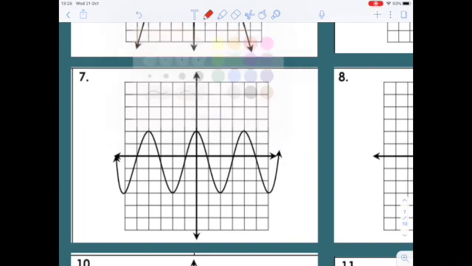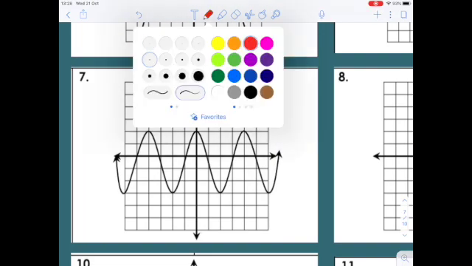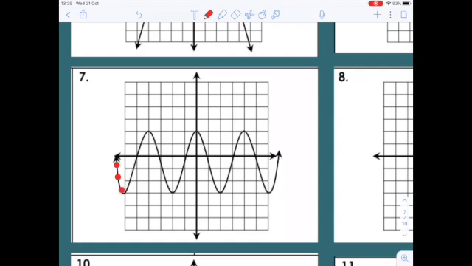Number 7. Number 7 is a little bit trickier. I'm going to draw my points so I have them as a reference. And let's get started moving all the points to the x-axis. And hopefully you'll see that I have all x values, because all of these points merge into the x-axis. So my domain is going to be all real numbers.